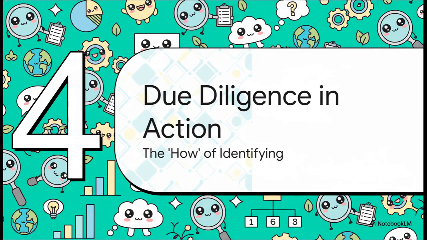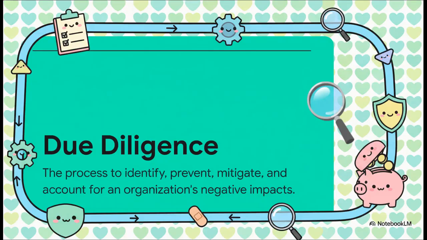Okay, so we've got the what and the who down. But how does a company actually manage all of this responsibly? Well, that brings us to our third concept, due diligence. Due diligence isn't some dusty report you file once a year. It's an ongoing process. It's the active system a company puts in place to find, prevent, and lessen its negative impacts, and then report on how they're handling them. This is what responsible business conduct looks like in action.